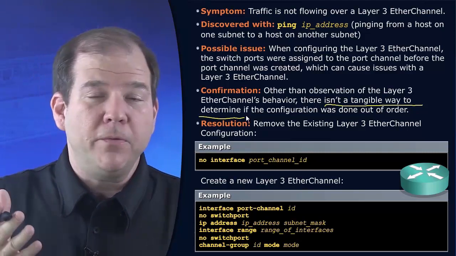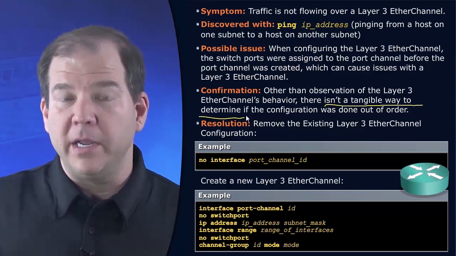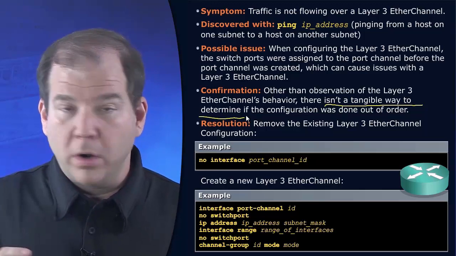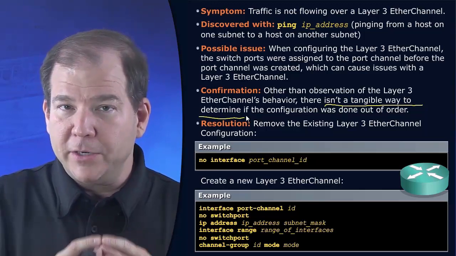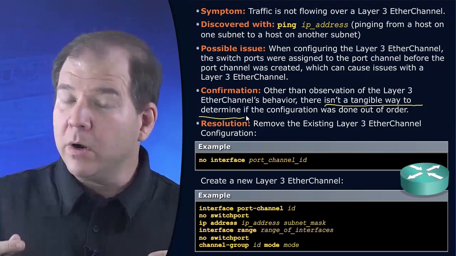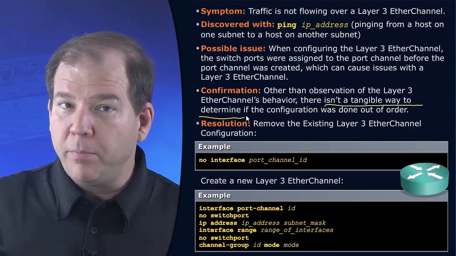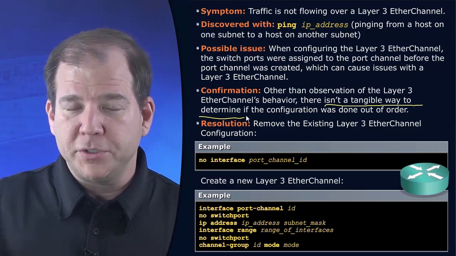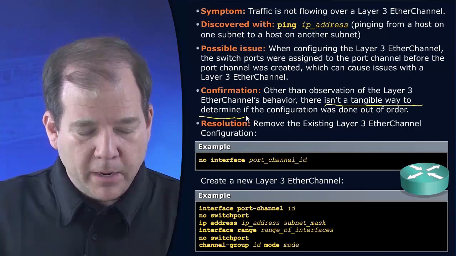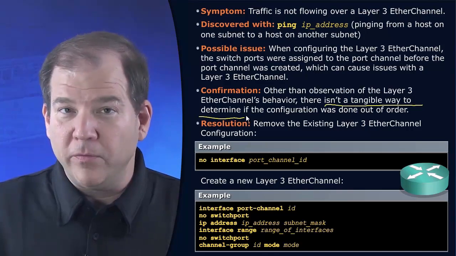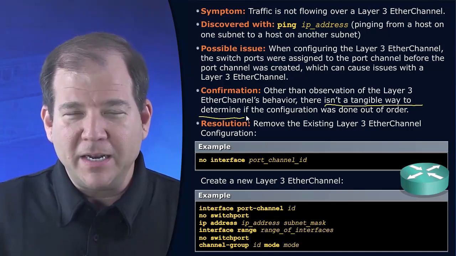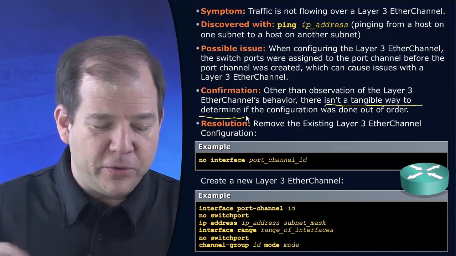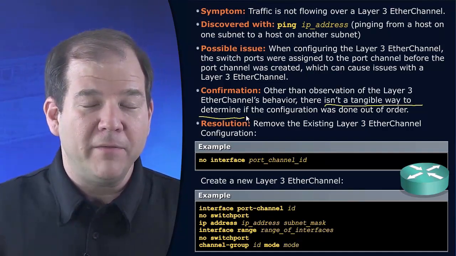We just walked you through an example of how we properly configure an EtherChannel. We're going to configure the port channel interface first, then we're going to go in and populate that port channel interface with members. If we did it in reverse order, there's not an easy way to fix it other than we need to get rid of that configuration.